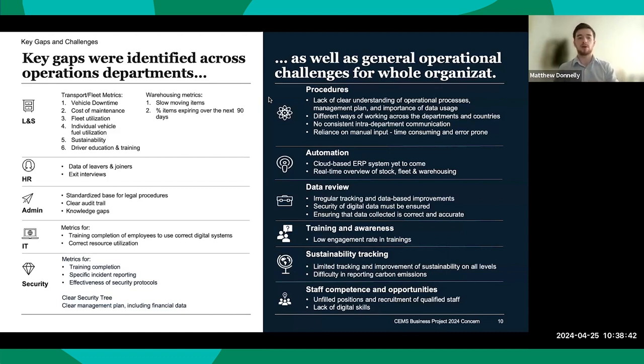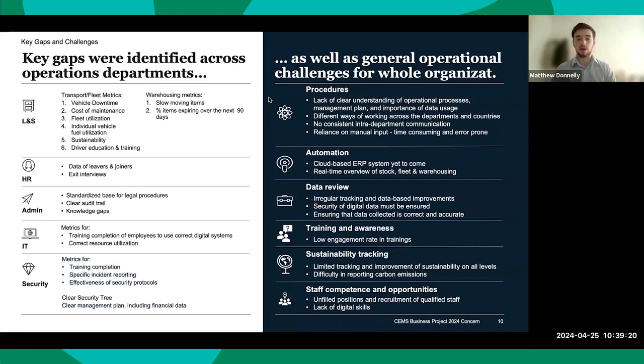From these questionnaires, we were able to identify some key gaps across the different operational departments. First of all, in logistics and supply, there are certain transport and fleet metrics that we identified as missing in terms of vehicle downtime, cost of maintenance of these vehicles, the utilization as well, and the fuel utilization, as well as the sustainability metrics, which can always be improved across all departments. And something that we'll keep coming back to is the education and training, in this case of the drivers. In terms of the warehouses, you need some more metrics on the slower moving items and the percentage of items expiring over the next 90 days.